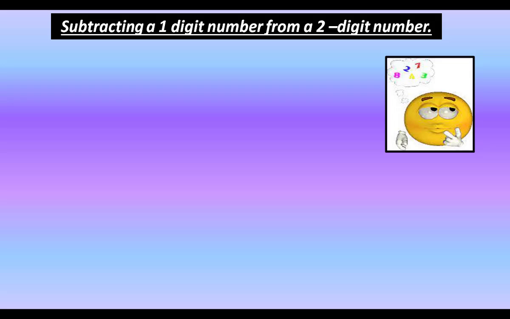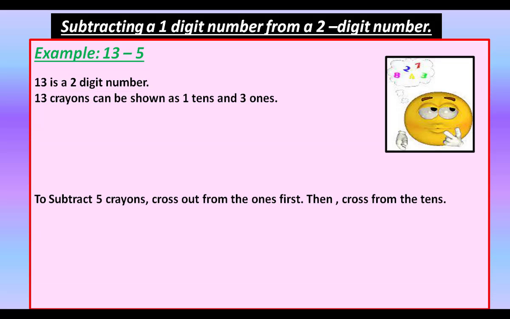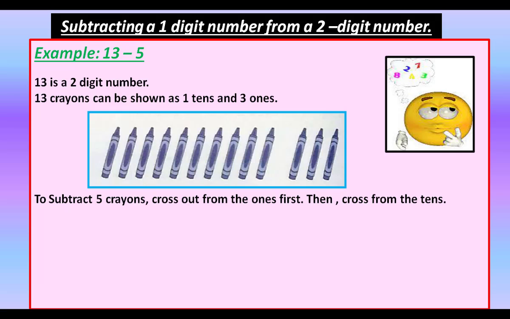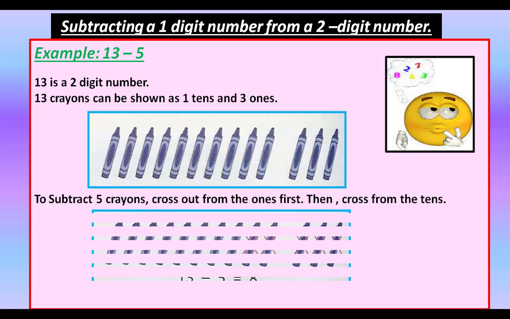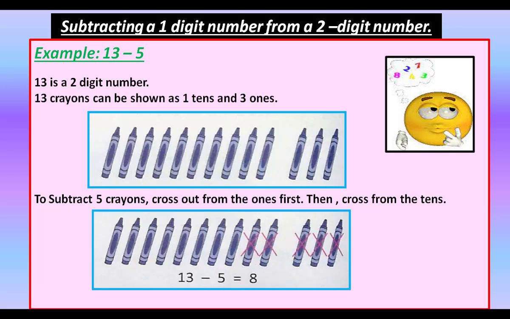Subtracting a 1-digit number from a 2-digit number. Let's see. Example 13 minus 5. 13 is a 2-digit number. 13 crayons can be shown as 1 tens and 3 ones. To subtract 5 crayons, cross out from the ones first, then cross from the tens. So 13 minus 5 is equal to 8.